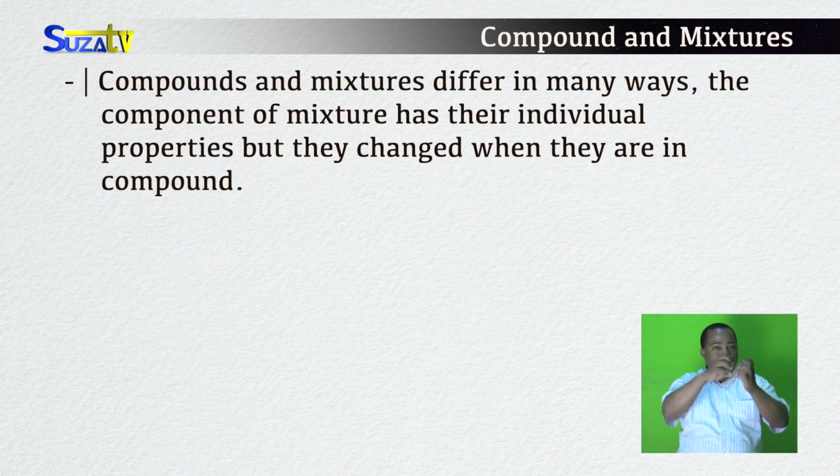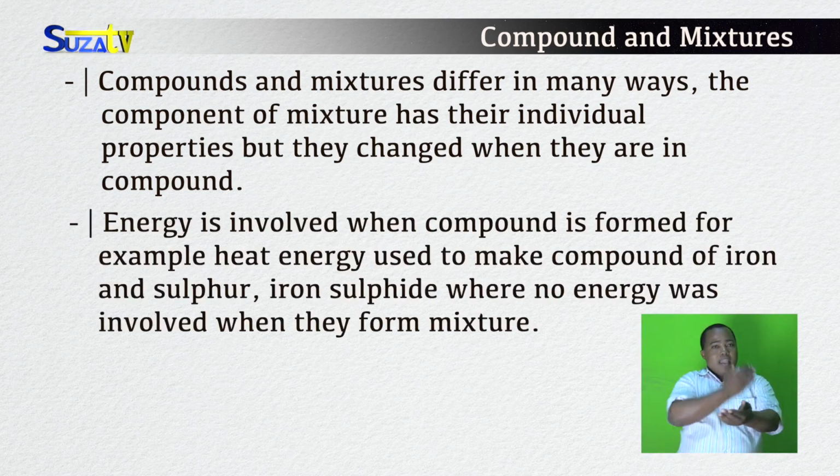Compounds and mixtures differ in many ways. The components of a mixture have their individual properties, but they change when they are in a compound. Energy is involved when a compound is formed. For example, heat energy is used to make the compound iron sulfide, whereas no energy was involved when the mixture formed.